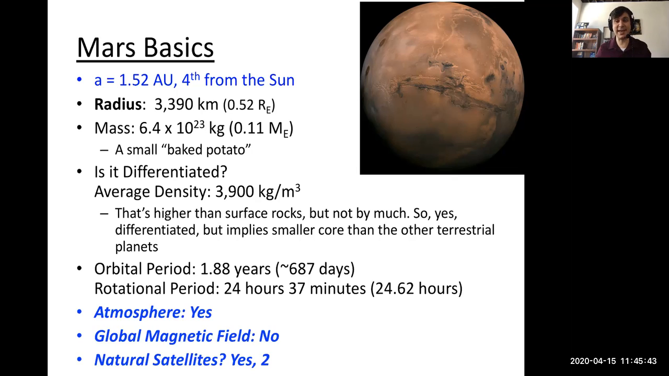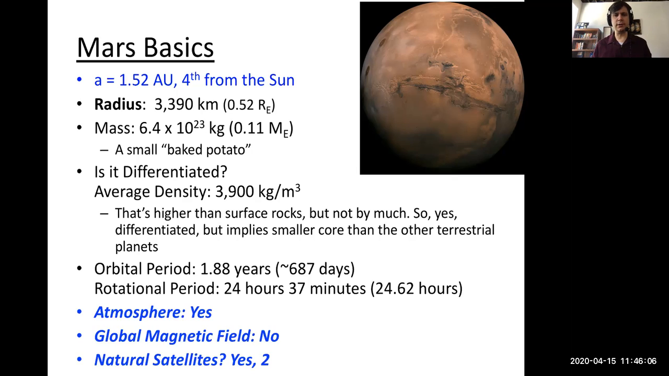Let's compare that to the average density of Mars, 3,900 kilograms per cubic meter, a significant drop from the other terrestrial planets, but still larger than the surface rocks, which tells us there has to be something that's more dense in the interior regions, higher than the average density, telling us that Mars is differentiated with a core, mantle, and crust.